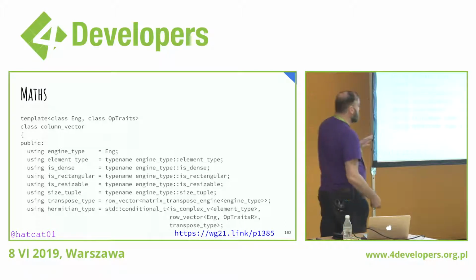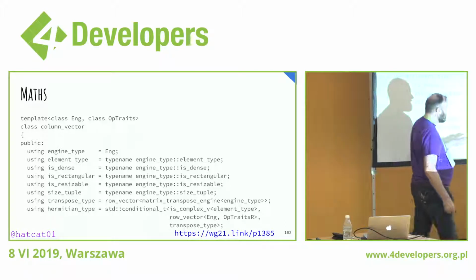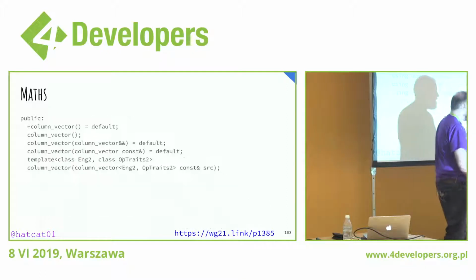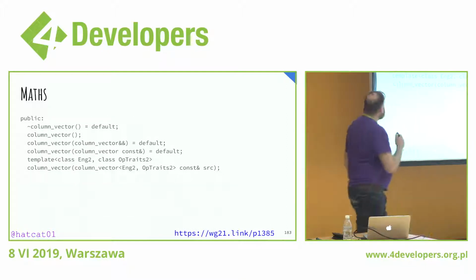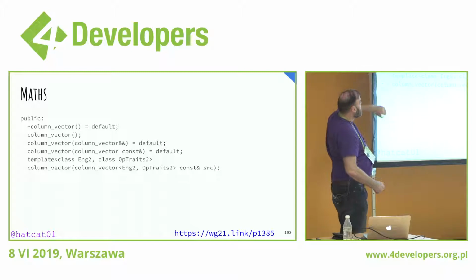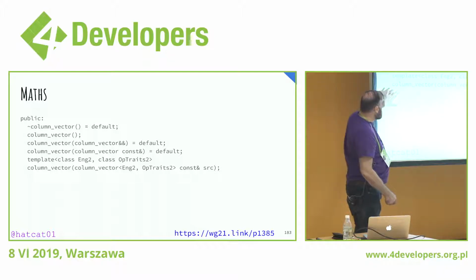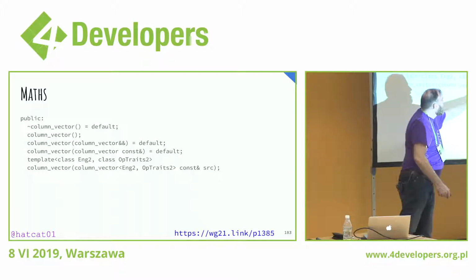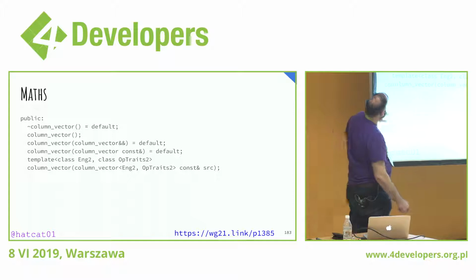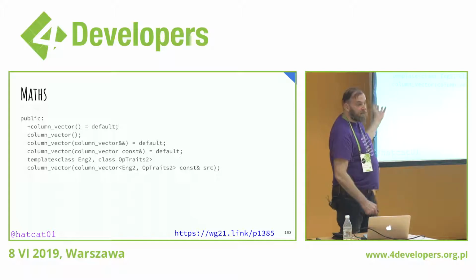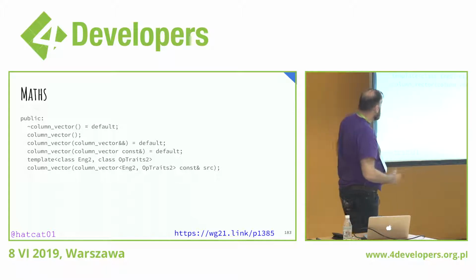Is it a Hermitian matrix? Is it complex? Then we have boilerplate stuff. We have a default destructor and a constructor. We have a move constructor and a copy constructor, and a construct from a different kind of vector. I should point out this is the column vector. The row vector class would obviously look exactly the same.